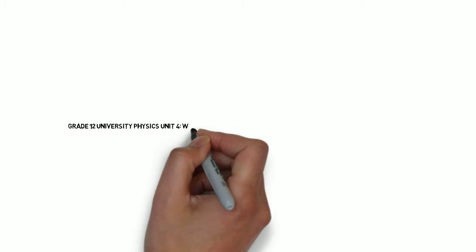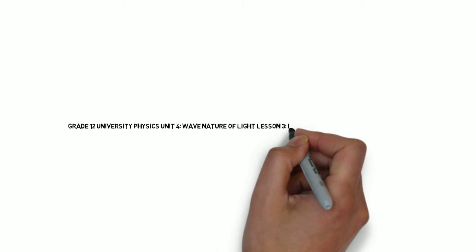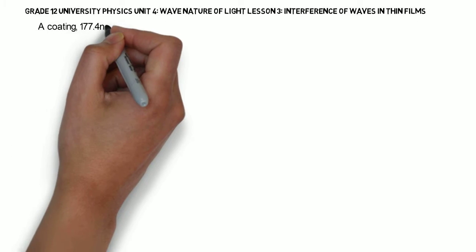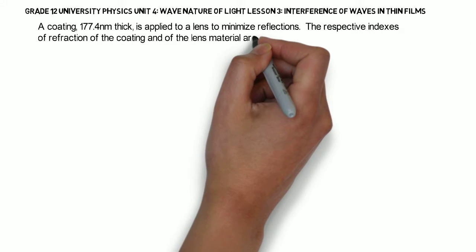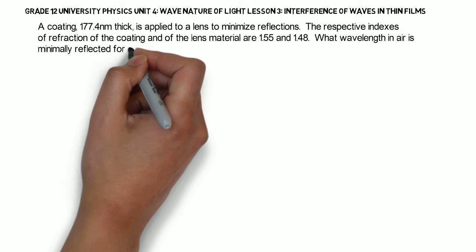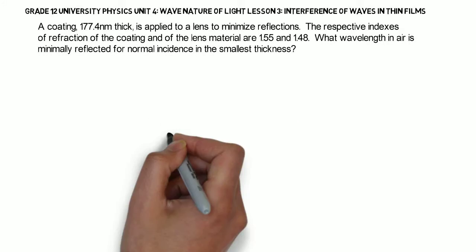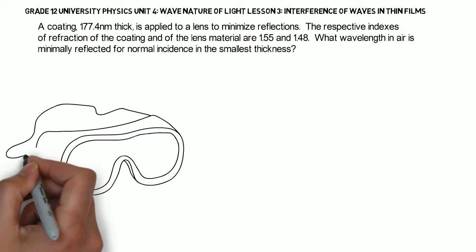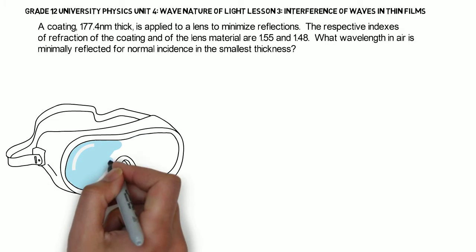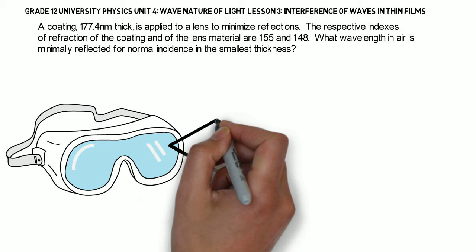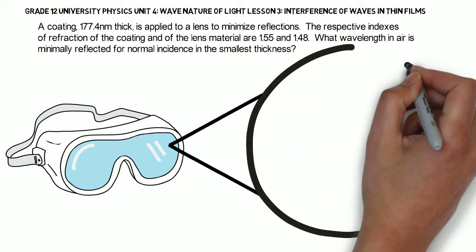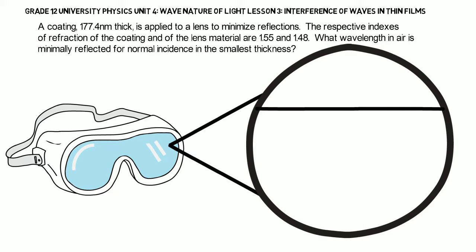Grade 12 University Physics, Unit 4, Wave Nature of Light, Lesson 3, Interference of Waves in Thin Films. Here's our question. A coating 177.4 nanometers thick is applied to a lens to minimize reflections. The respective indices of refraction of the coating and of the lens material are 1.55 and 1.48. What wavelength in air is minimally reflected for normal incidence in the smallest thickness?